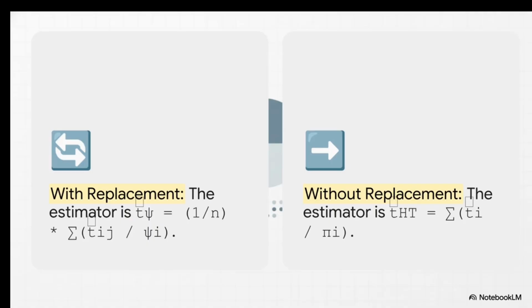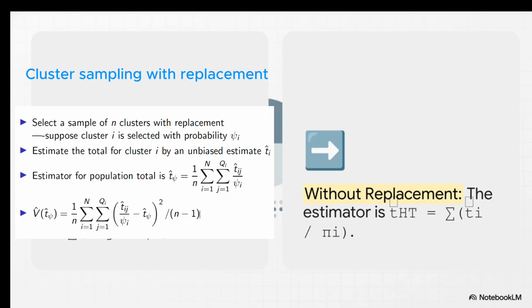Now, let's get into the math a little bit, because this stuff really matters. On the left, you've got sampling with replacement. This is the one that's a bit simpler mathematically. Our estimator for the total, t-hat, is basically a weighted average of the cluster totals. Here, t_i is the total for a cluster, and psi is its selection probability. So we're just weighting each cluster total by the inverse of its chance of being picked. The variance formula probably looks familiar. It's a lot like the standard error of a mean.